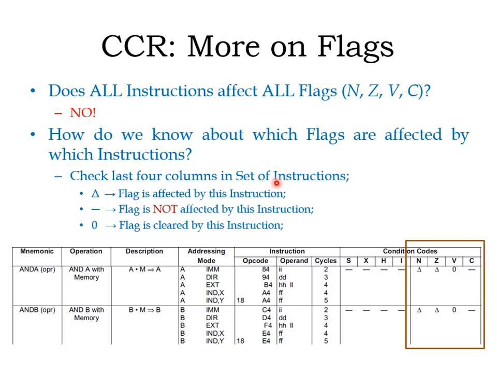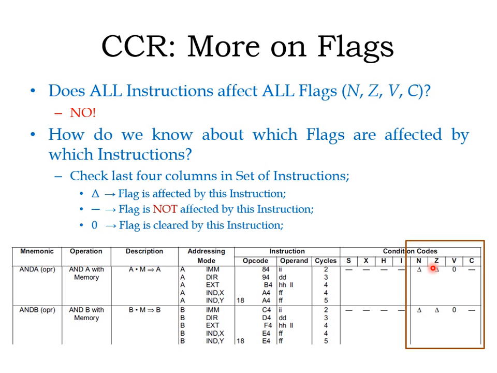To know this, we can directly go to the set of instructions, right? I think we all have the set of instructions. If you open it right now, you can find it. And we check the last 4 columns to know about the C, Z, N, and V flags.